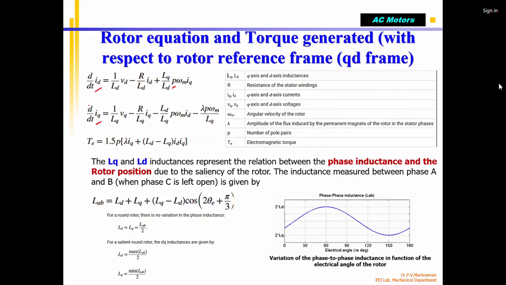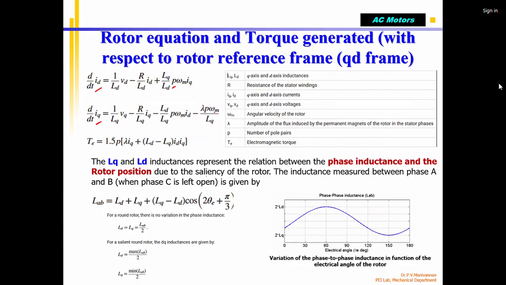Okay, d by dt of IQ equals 1 divided by LQ into VQ minus R divided by LQ into IQ minus L divided by LQ into P into omega minus another term. Please see that this term comes in, correct? So this is the quadrature, the quadrature angle.